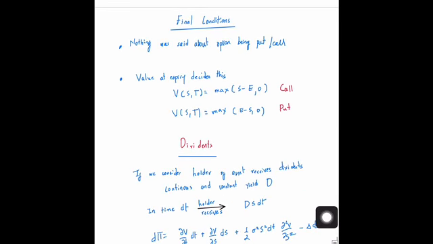Now consider options on assets which are giving dividends. Assume that the holder of the asset will receive a dividend D, which is continuous and has constant yield D. That means in time dt, the holder will receive an amount D times S times dt.